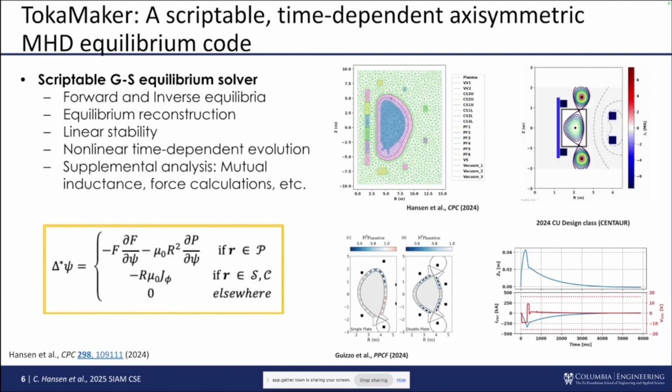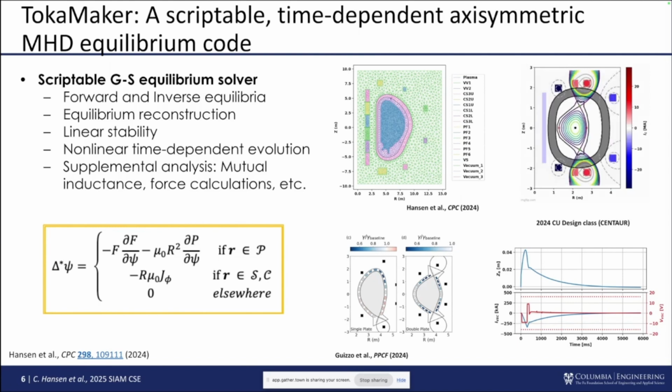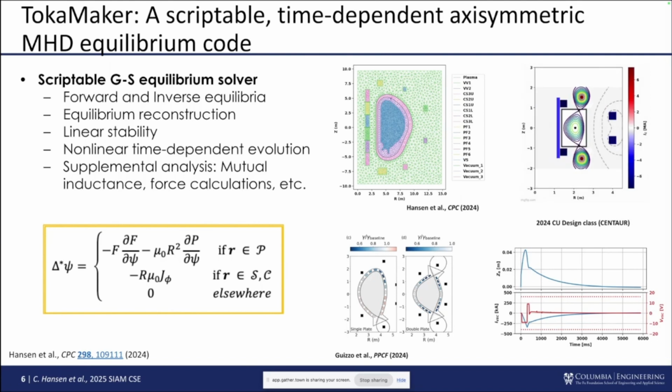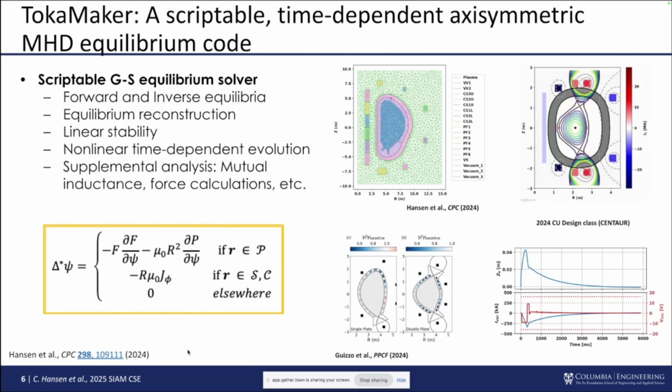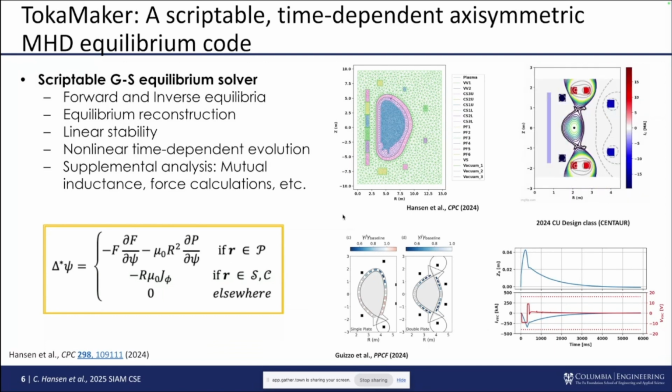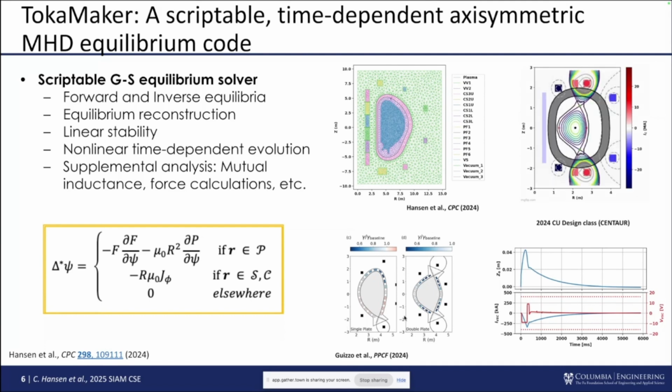So the key thing here is it's easy to script. We do all the normal stuff that a time-dependent equilibrium code would do. So forward and inverse equilibria, equilibrium reconstruction, we can compute linear stability and do nonlinear time-dependent evolution and supplemental analysis and things like this. So this is described in a Computer Physics Communications paper here from 2024. And I'm showing some examples here where this is what, say, a typical grid might look like for ITER. This is an example of some stability study that was done by an undergrad at the time, now a grad student at Columbia. And this is an example of how we've been able to integrate these tools into education.